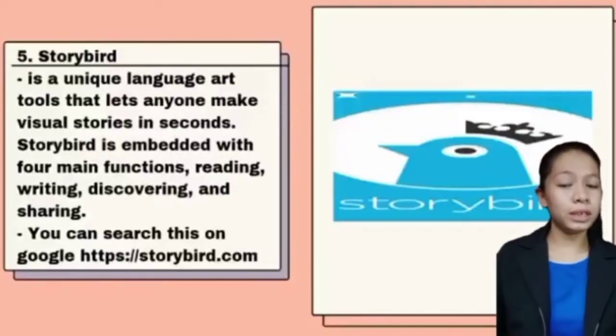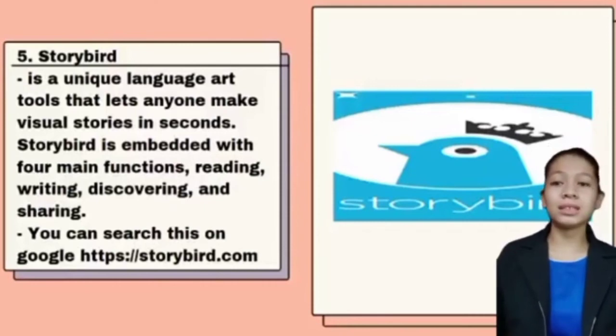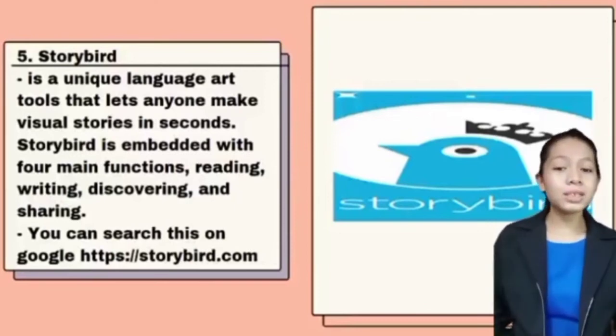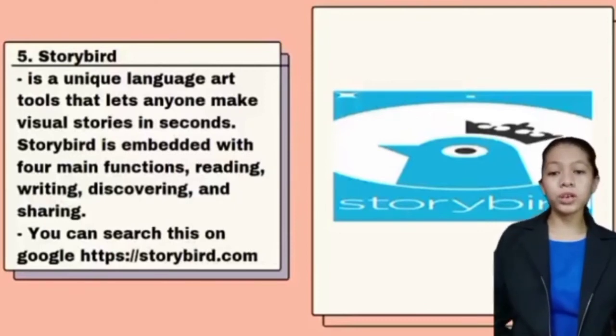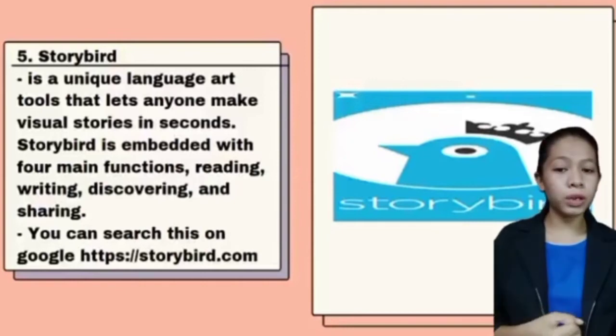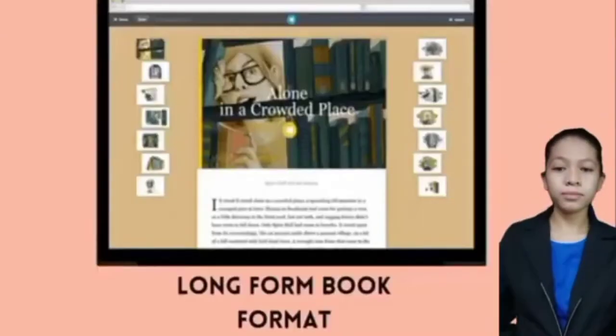I'm going to report on Storybird, Book Creator, and peer-to-peer tutoring. Storybird is a unique language art tool that lets anyone make visual stories in seconds. Storybird is embedded with four main functions: reading, writing, discovering, and sharing. You can search this on Google, Storybird.com. You can use this platform to make your own stories. There are three formats: the long form book, picture book, and poetry format.